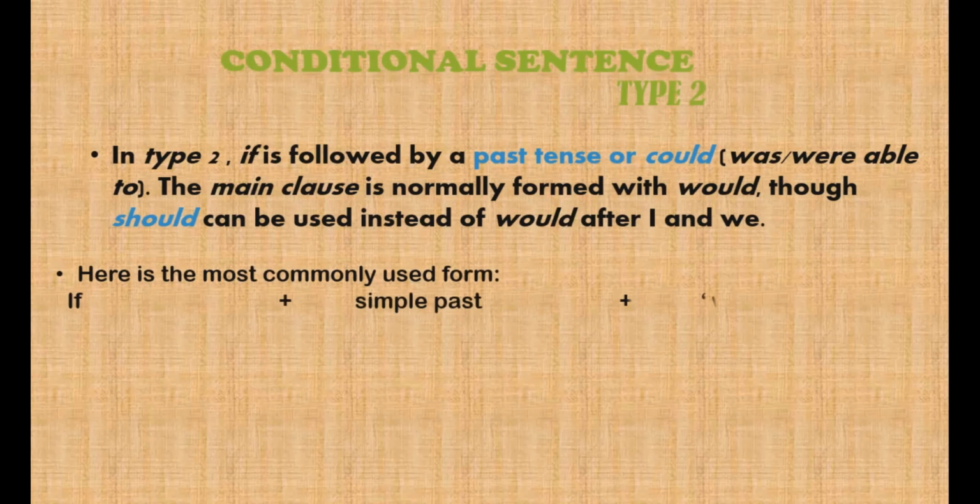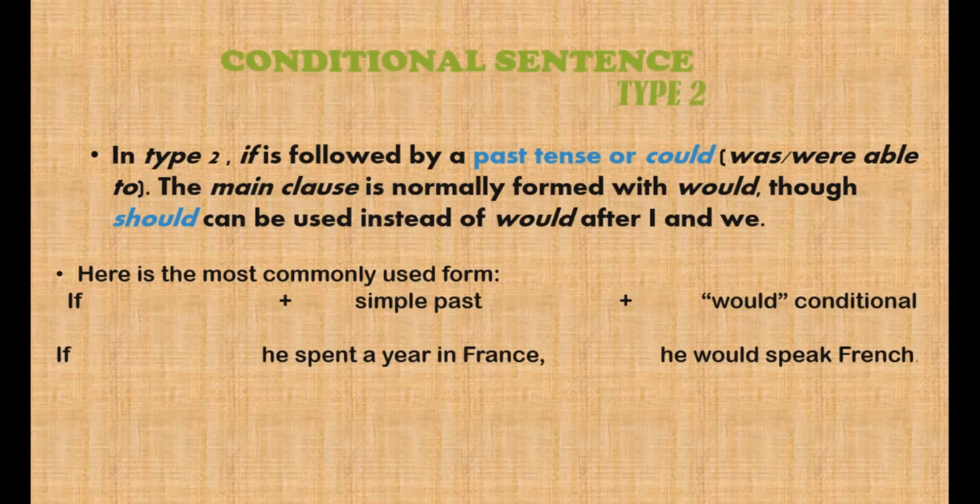Here is the most commonly used form: if plus simple past plus would conditional. For example, if he spent a year in France, he would speak French. There you can check the condition. If he spent a year in France, this is the condition, he would speak French. Here we used would plus bare infinitive, or first form verb.